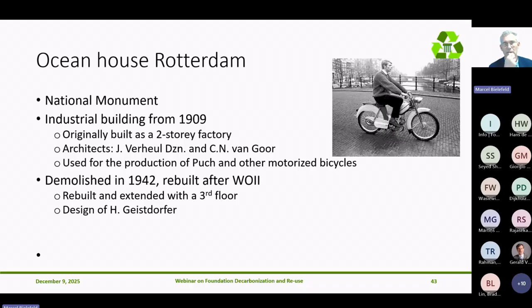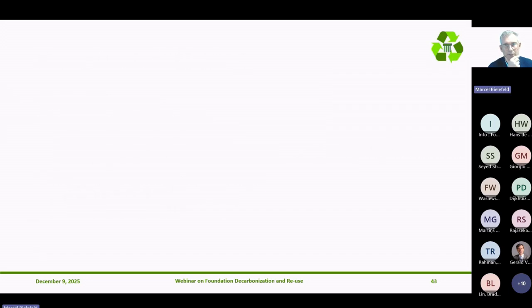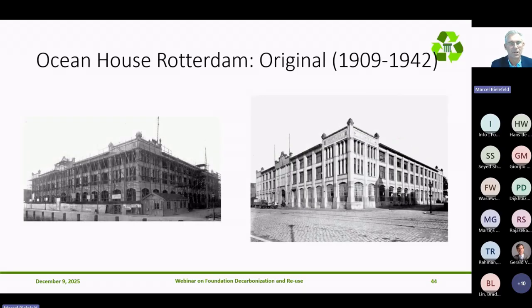And so this is a well-known factory from the past. However, the building was demolished during the Second World War and has been rebuilt and extended, even with an extra floor at that time. And if you look at the original graphs, here you see the original building on the left during construction on the right side, as it was at that time.